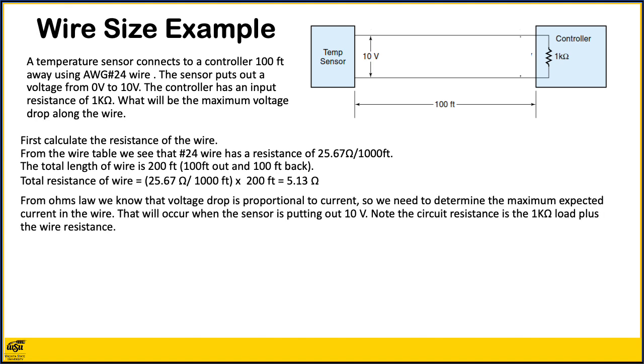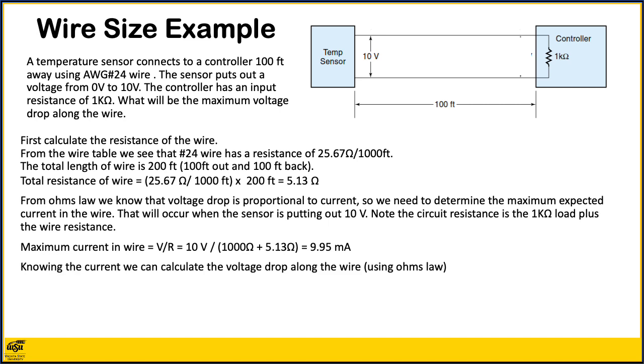From Ohm's law, we know that the voltage drop is proportional to current, so we need to determine the maximum expected current in the wire. That will occur when the sensor is putting out 10 volts. Note the circuit resistance is the 1 kilo ohm load plus the wire resistance. So the maximum current in the wire is V over R, or 10 volts, divided by 1000 plus 5.13 ohms. And that comes out at 9.95 milliamps.